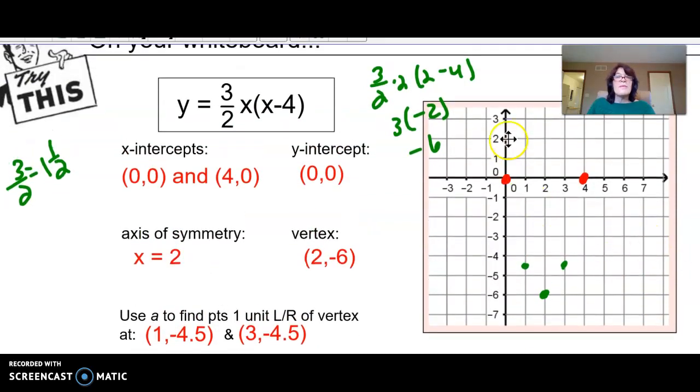And I'm in pretty good shape now. 1.5 is a little bit bigger than 1, so it'll be a tiny bit skinnier than my usual y equals x squared, but not much.